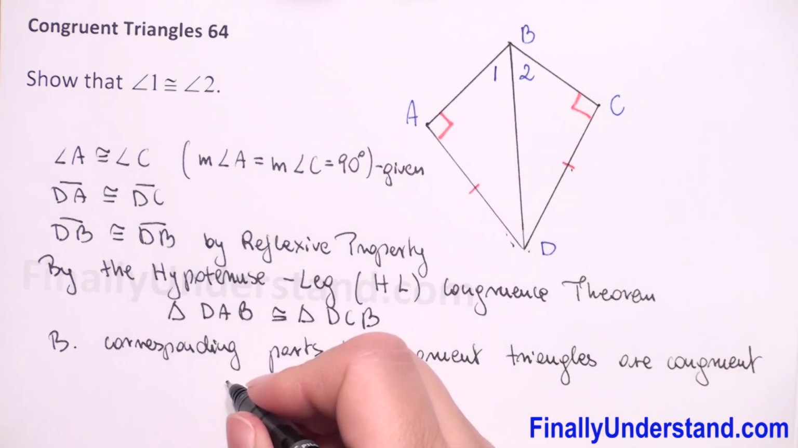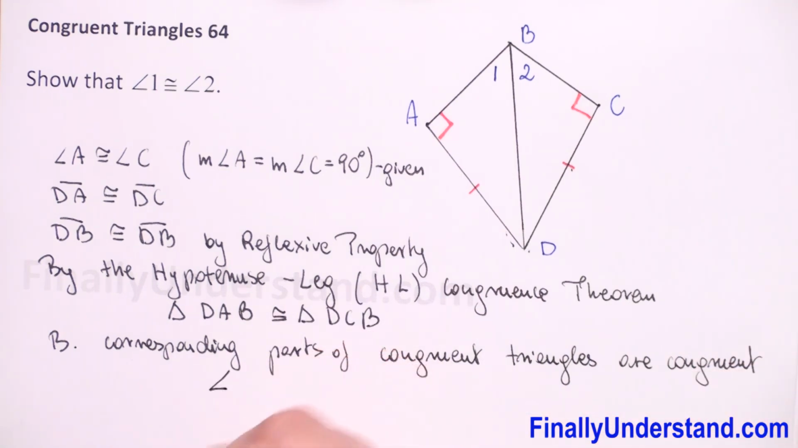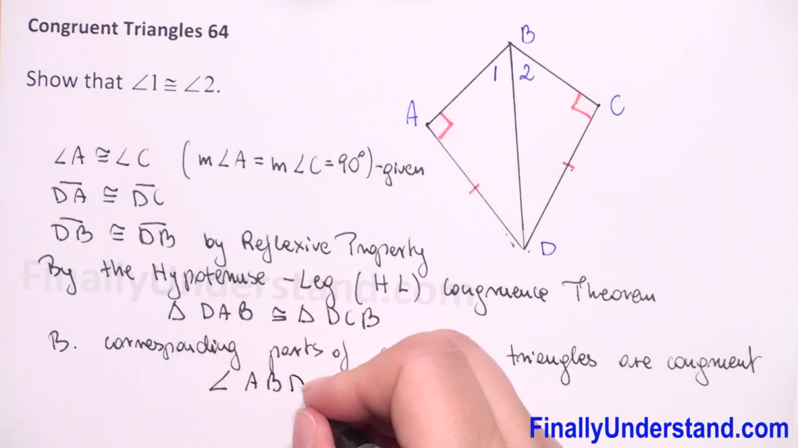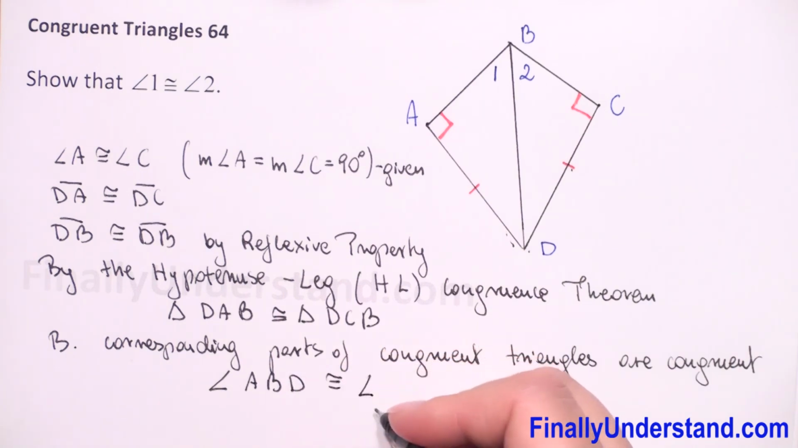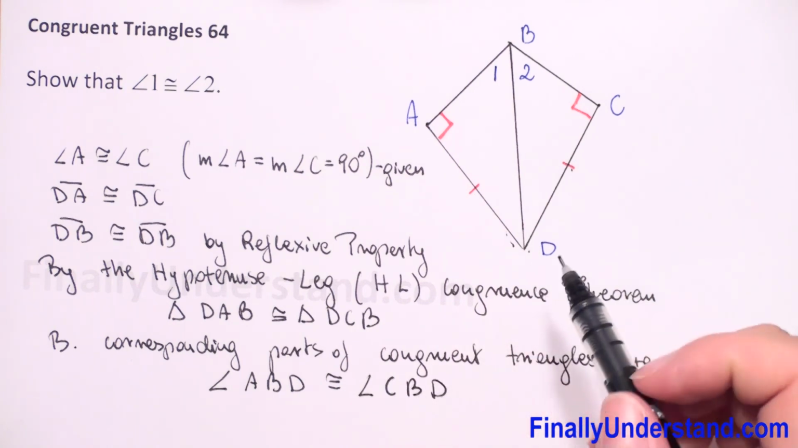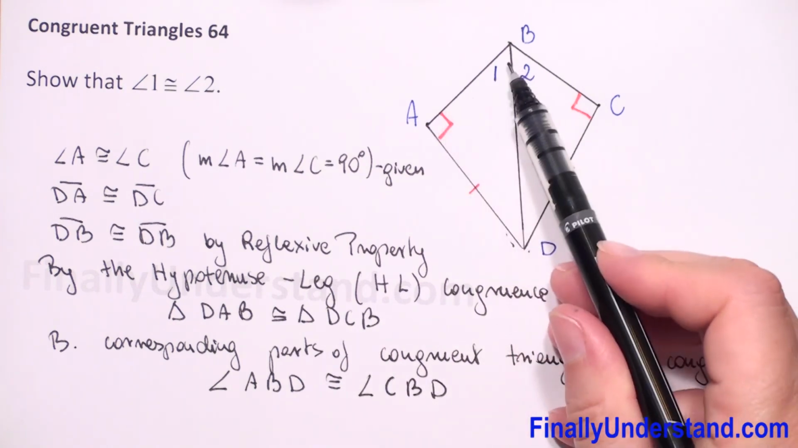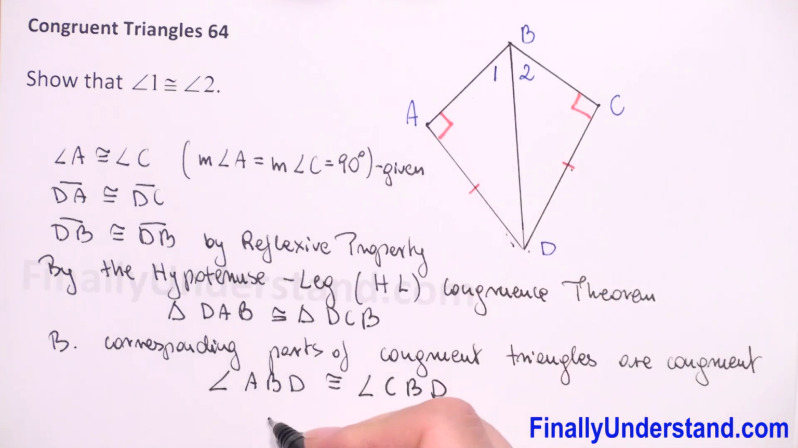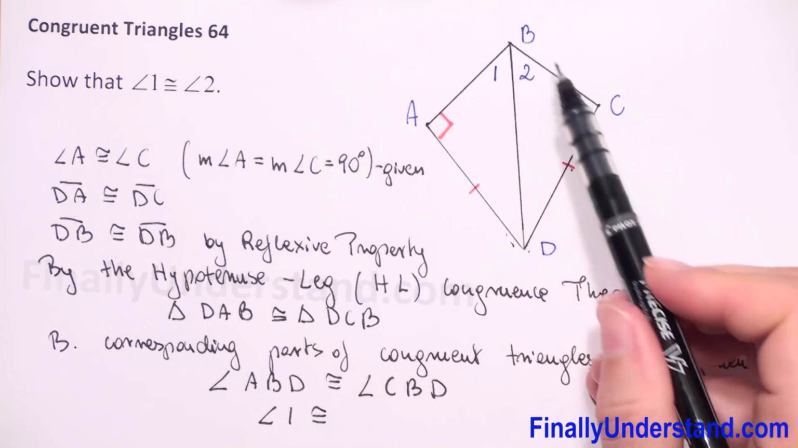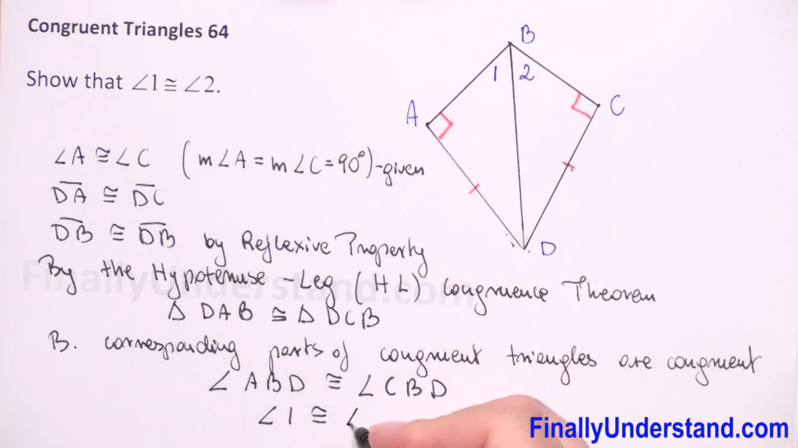So we have that angle ABD is congruent to angle CBD, and this angle ABD is angle 1, so we have angle 1 is congruent to angle 2 because angle CBD is angle 2. This is my solution.